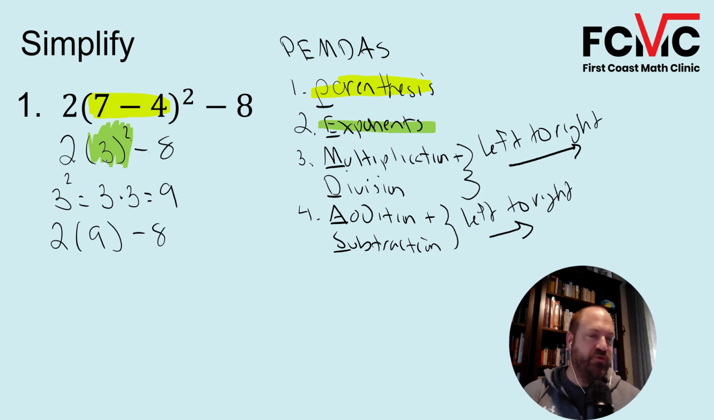Now we've got multiplication and subtraction. Let's do our multiplication first. 2 times 9 is 18, minus 8. 18 minus 8 is going to give us 10 as our answer for number 1. Let's move on to numbers 2 and 3.